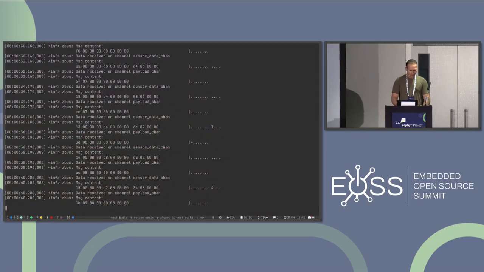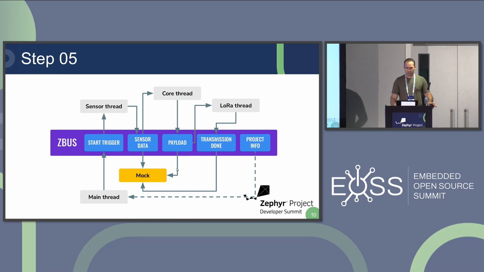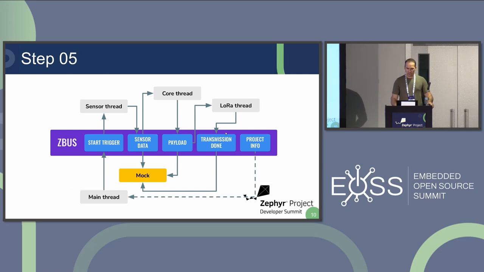So everything is running properly. We can see the sequence. So this scenario is okay. We have the project info, payload, and everything running properly. So the last addition here is the LoRa thread. It's almost the same thing that we did for the core thread, but with one difference: when the LoRa thread finishes submitting the package to the network or something like that, we publish to the transmission done channel. And again, the transmission done goes to the mock, just to keep track of what we are doing and see if everything's okay.